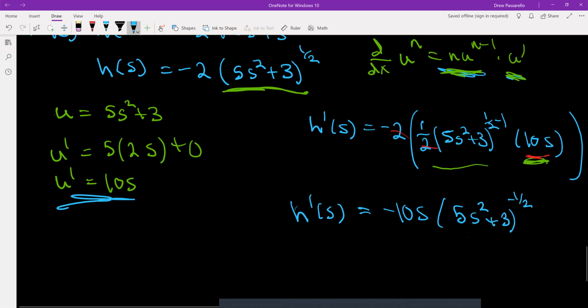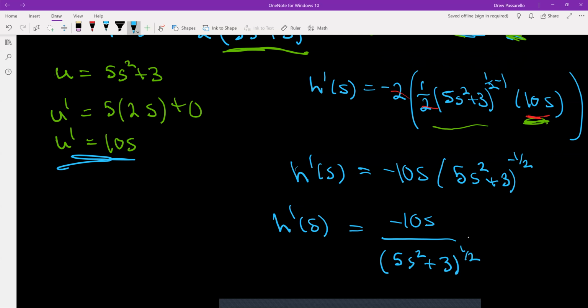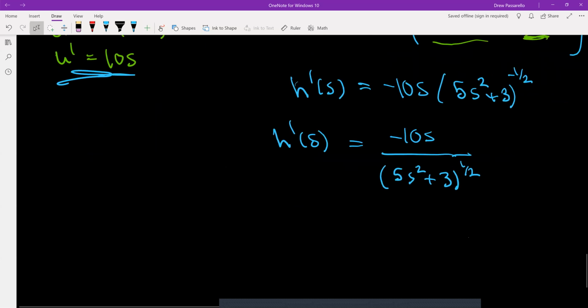And then we don't want negative exponents, so I bring this to the denominator. It'd be -10s up top, and on the bottom it's 5s squared plus 3 raised to the +1/2. And I would accept this as an answer, so that's fine. You can go further and write this 1/2 power, which is the same thing as taking the square root.